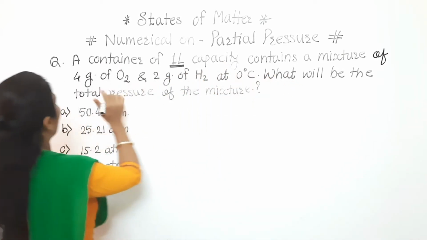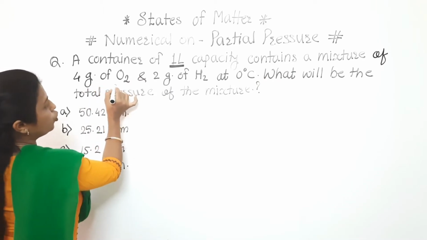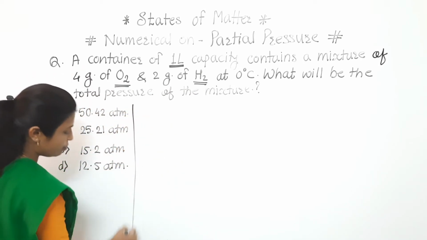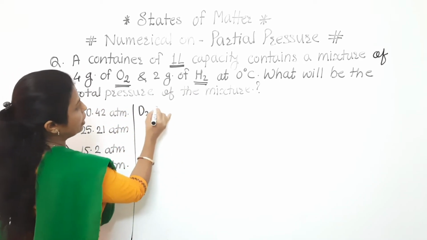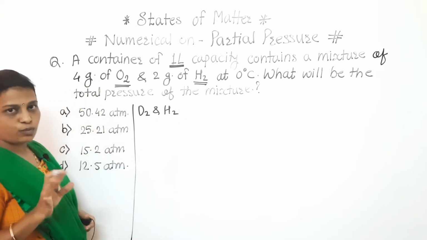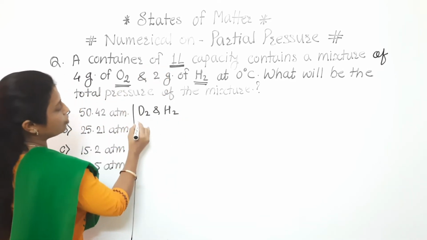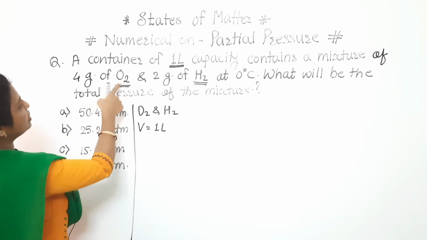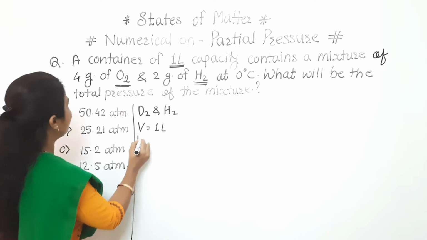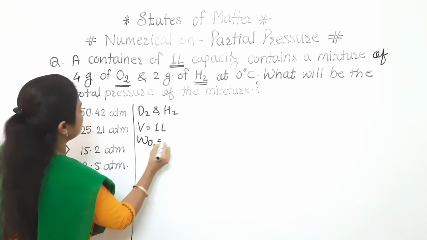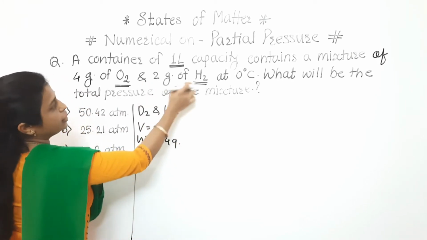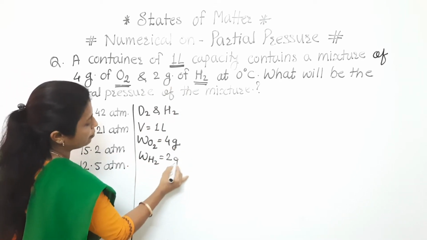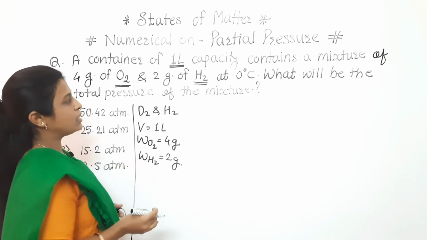Contains a mixture of 4 gram of O2 and 2 gram of H2. Here there is a mixture of oxygen and hydrogen gas. First point clear. What is given? They have given the volume. It is 1 liter. Second, in that mixture, the weight of the gases is given. WO2 is 4 gram, WH2 is equal to 2 gram. The mass part is completed.